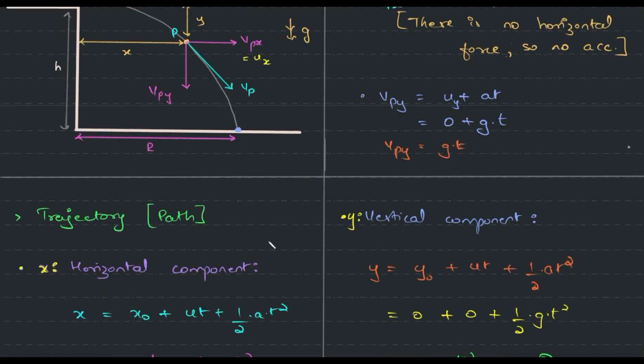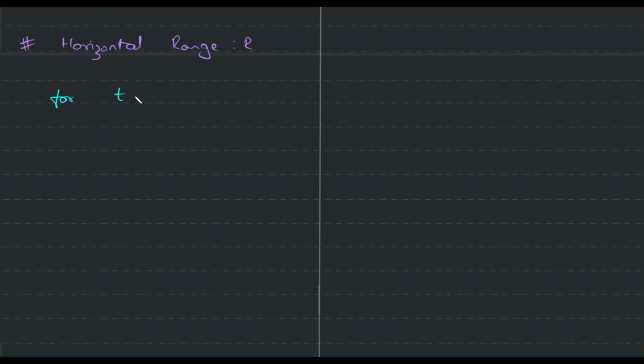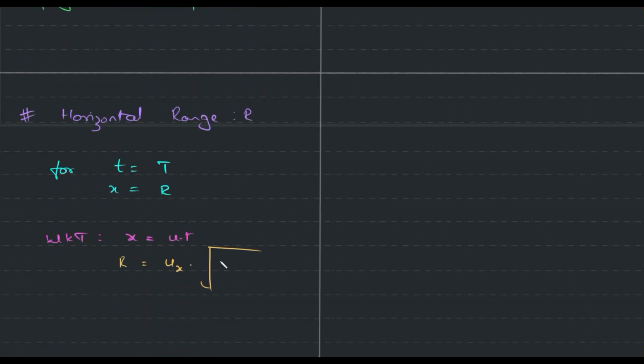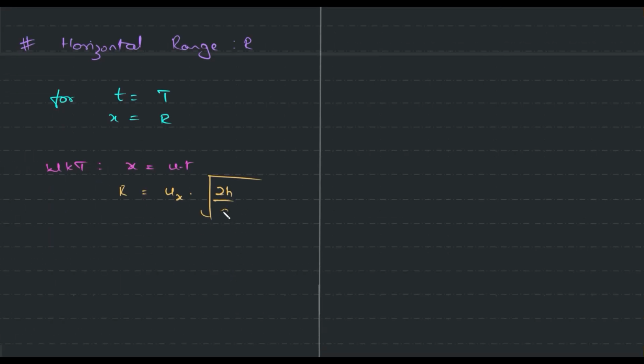So the highest time that the object will get is how much? Yes, time of flight. So for t equal to capital T, x will be equal to R. By the time the object has flown all the time of flight, it will reach its maximum distance R. But we know that x is equal to ut. Okay, this you guys should be remembering. R will be equal to u, which is u of x in my case, times the time of flight T, which we just derived, root of 2h by g. So that is your range.